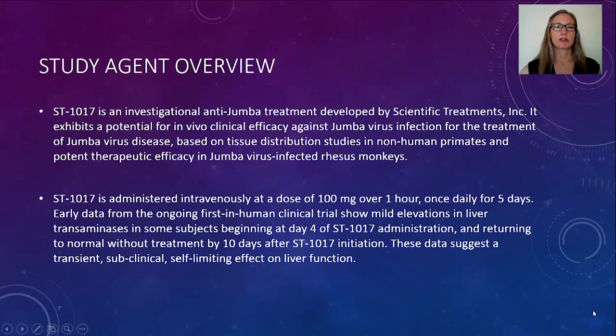An investigational drug called ST-1017 is being studied in this clinical trial. It is an anti-Jumba treatment that has demonstrated the potential for in vivo clinical efficacy against Jumba virus infection based on preclinical studies. It is administered as an intravenous infusion over 1 hour, once daily for 5 days. Early data from the first ongoing human trials suggest a transient subclinical self-limiting effect on liver function.